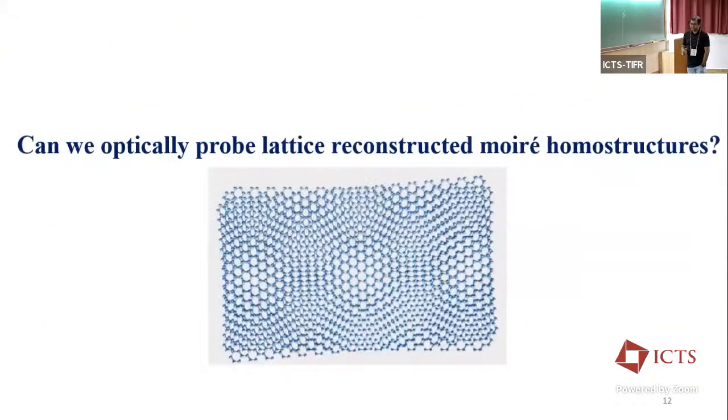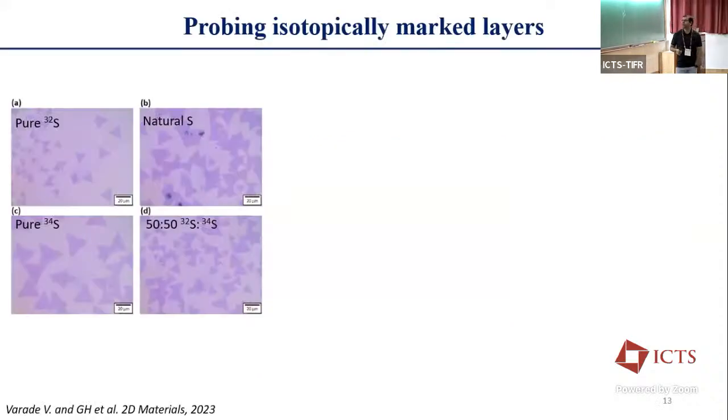Now the question is, can we do this kind of treatment to a layer? Previously I talked about heterobilayers. Now, if we have a homobilayer, can we do this kind of treatment? The answer is yes, but we need to have, for example, an isotopically marked layer. So in this case, we prepared isotopically marked 2D materials.